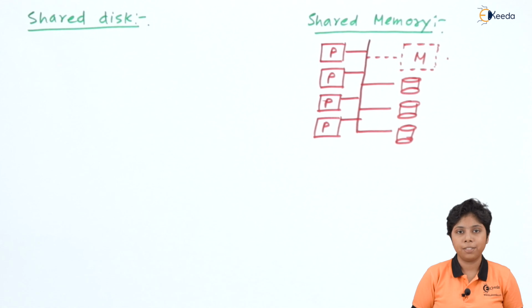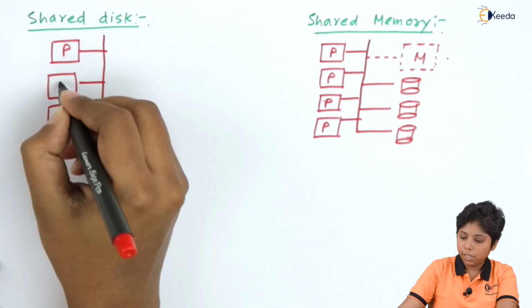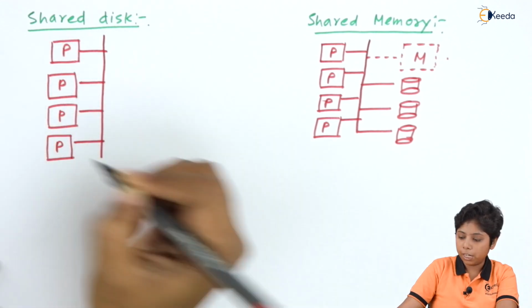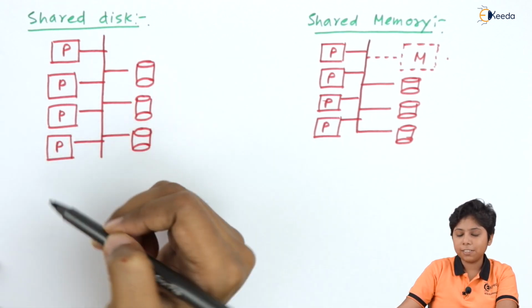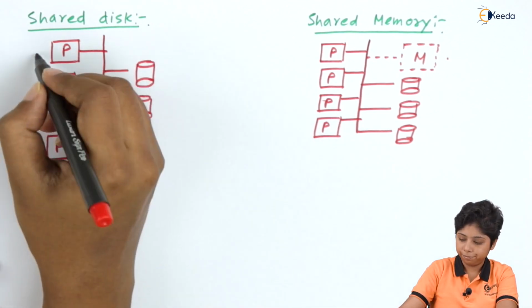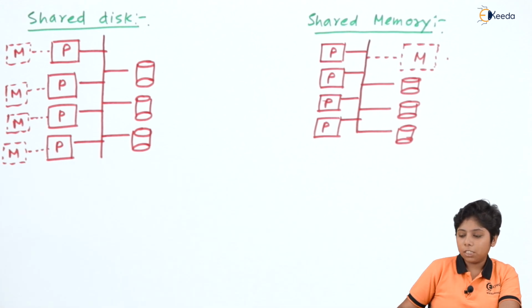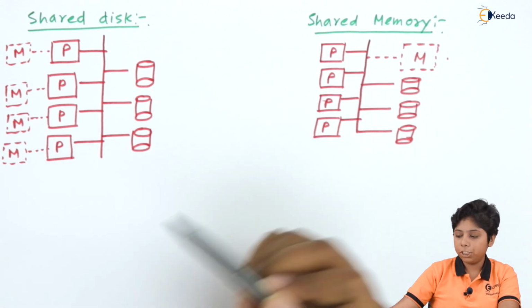Now there are advantages of shared disk over the shared memory that we have discussed. Inside the shared disk, each processor has its own memory, and the disks can be shared among the processors. Let us first draw the architecture. Again there are 4 processors, and now we have 3 disks. Each of the processors has its own memory. Using this shared disk, there are 2 advantages over shared memory.